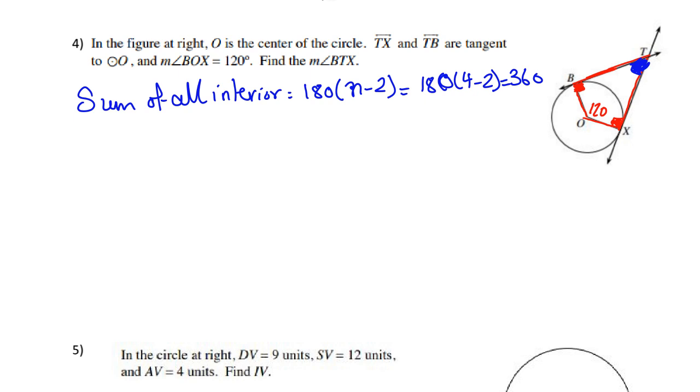And I have one missing angle out of the 4 angles. So angle T will equal 360 minus 120 minus 90 minus 90. And that's all equal to 60 degrees. So this angle that's missing is equal to 60 degrees.